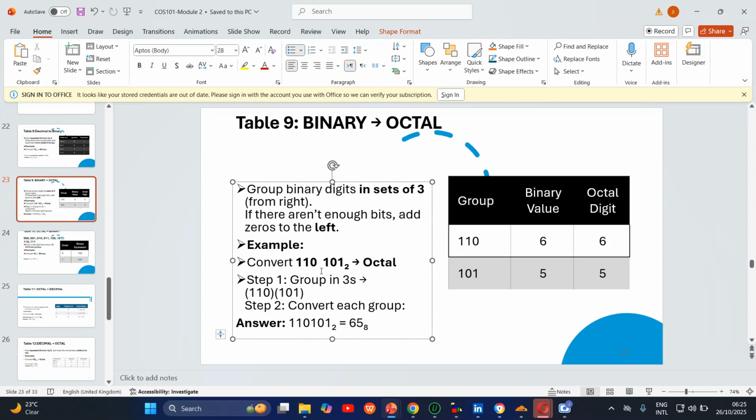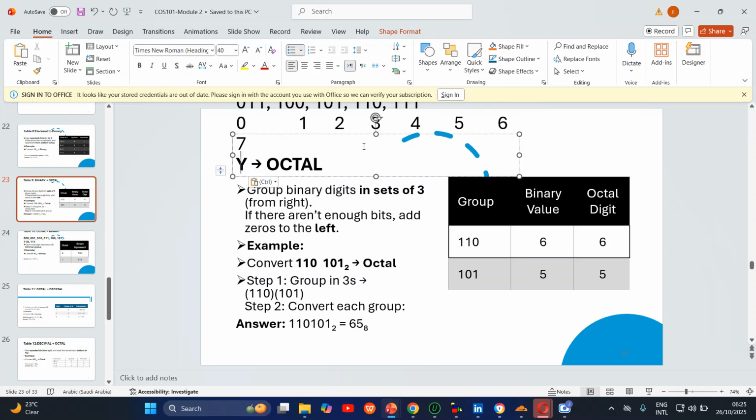Now you are asked to convert 100110101 to octal. The first thing you need to do is to group them into three, starting from the right. So we separate them like this, and then let's work with this.